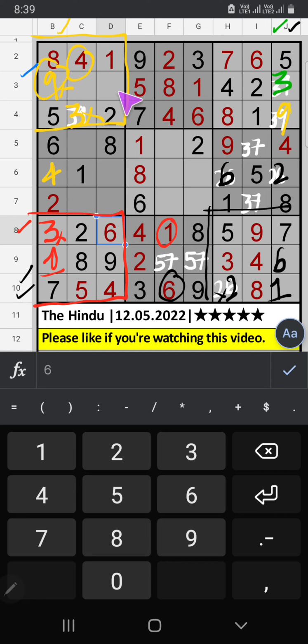3rd row, 2 numbers are remaining, 6 and 7. Column D, we already have 6. So 6 can't come in this cell. 6 is confirmed here. Then 7 is here.